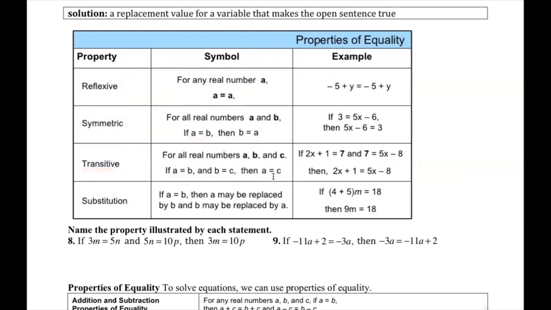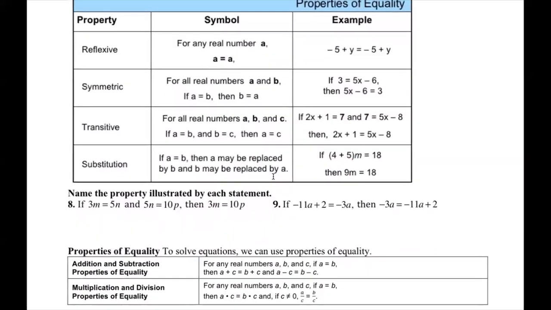Transitive, this is like the leapfrog property of equality in my mind, because A equals B, B equals C, you can leapfrog the B and just say A is equal to C. All right. And then substitution is if you know something is equal to something else, you can replace one with the other. All right. So for example, 4 plus 5 replaced with 9, that's considered substitution.